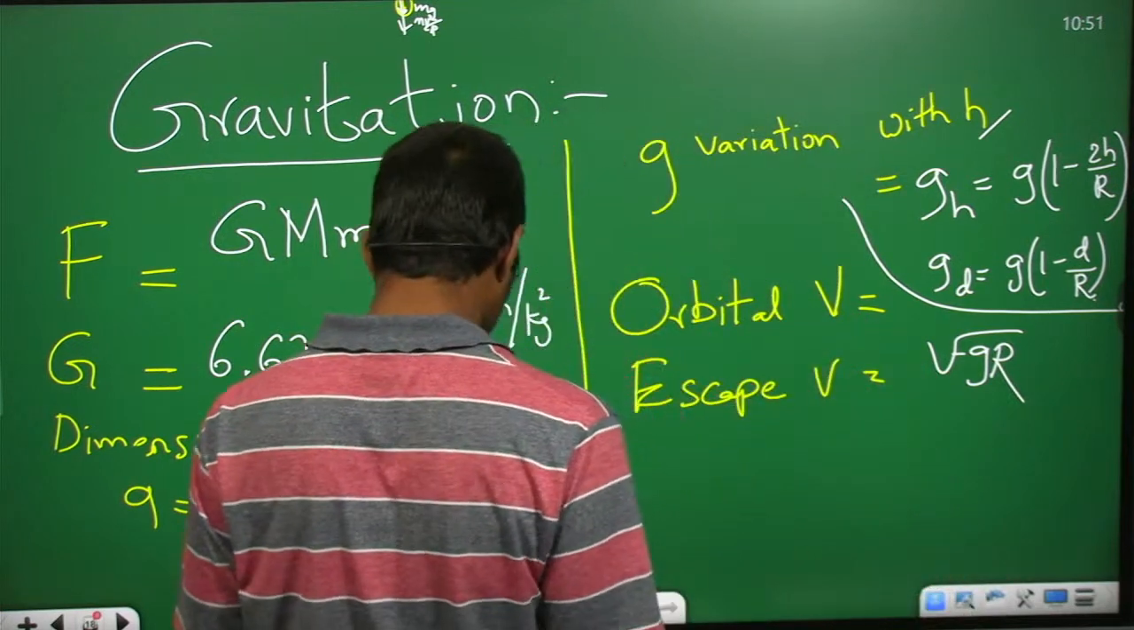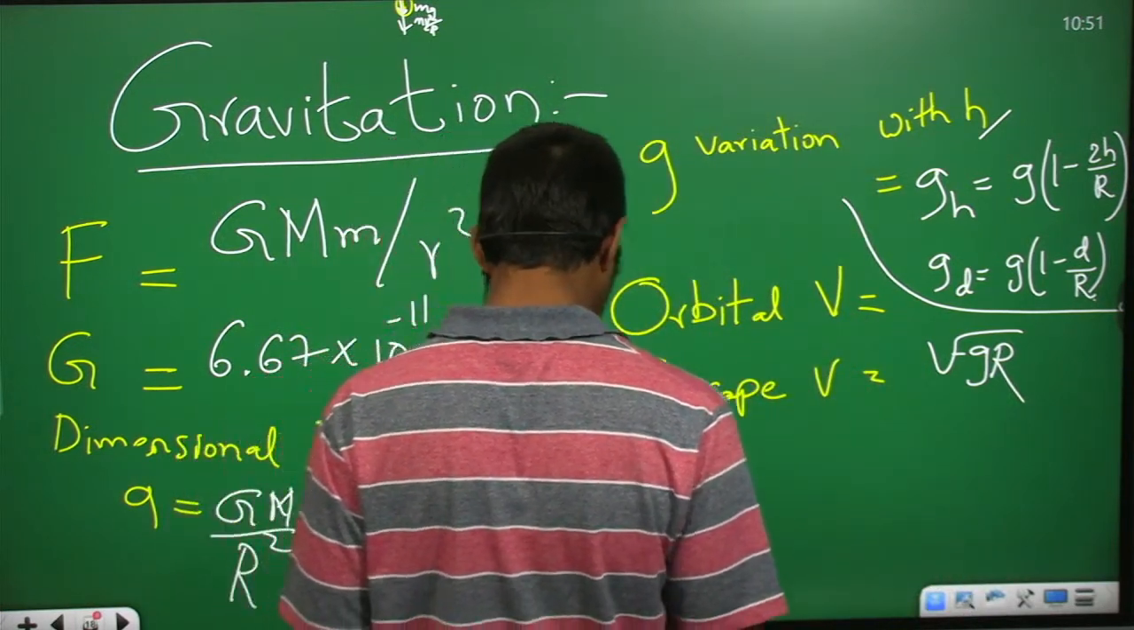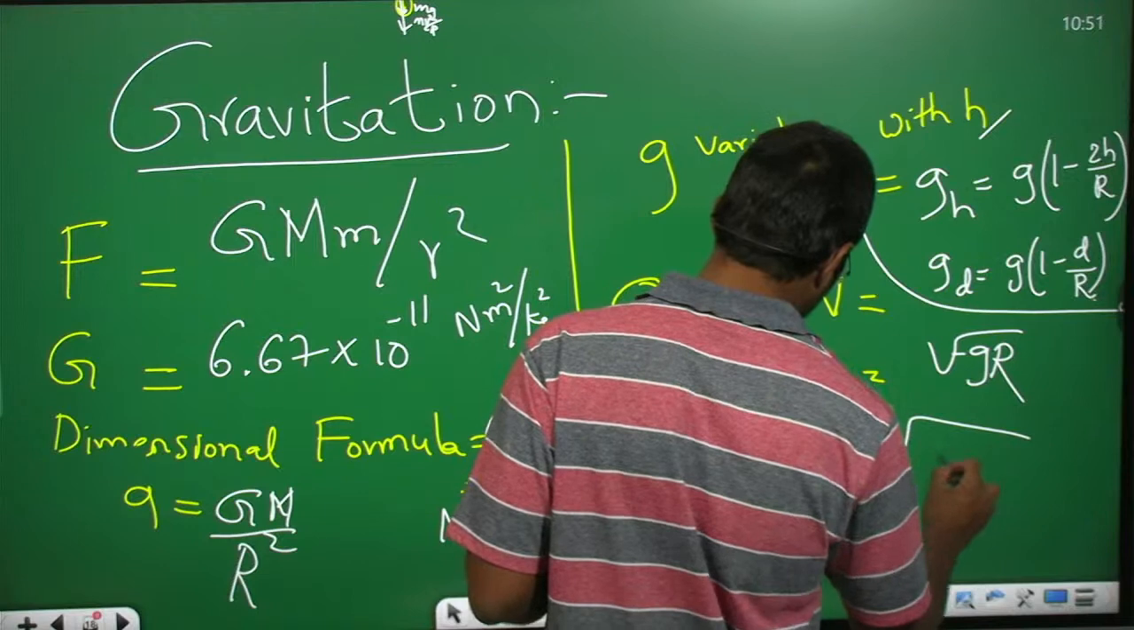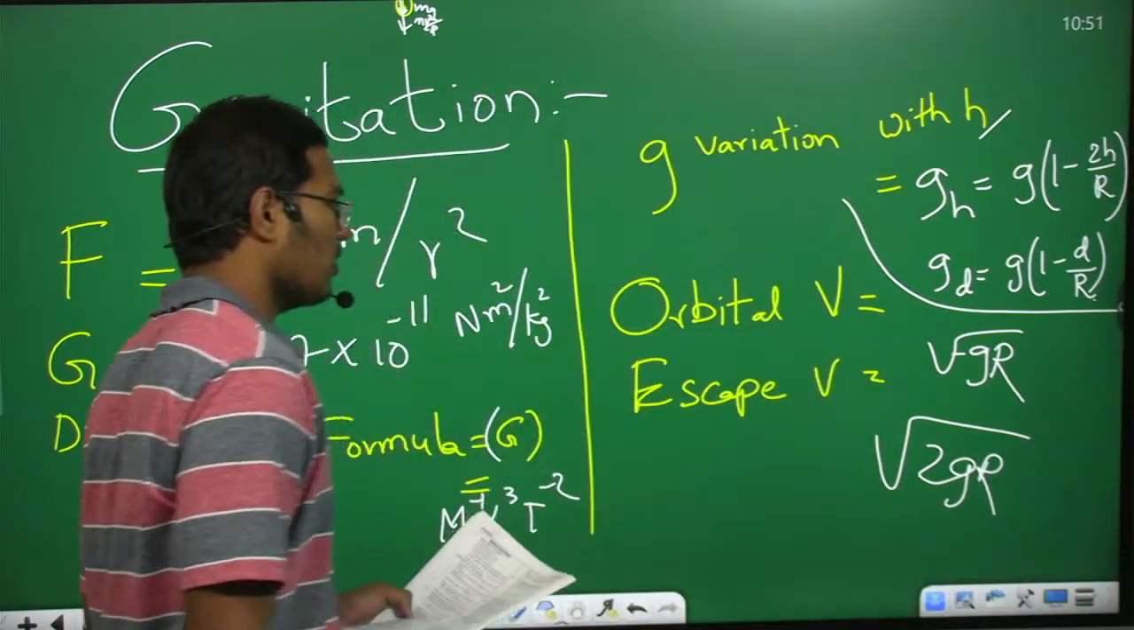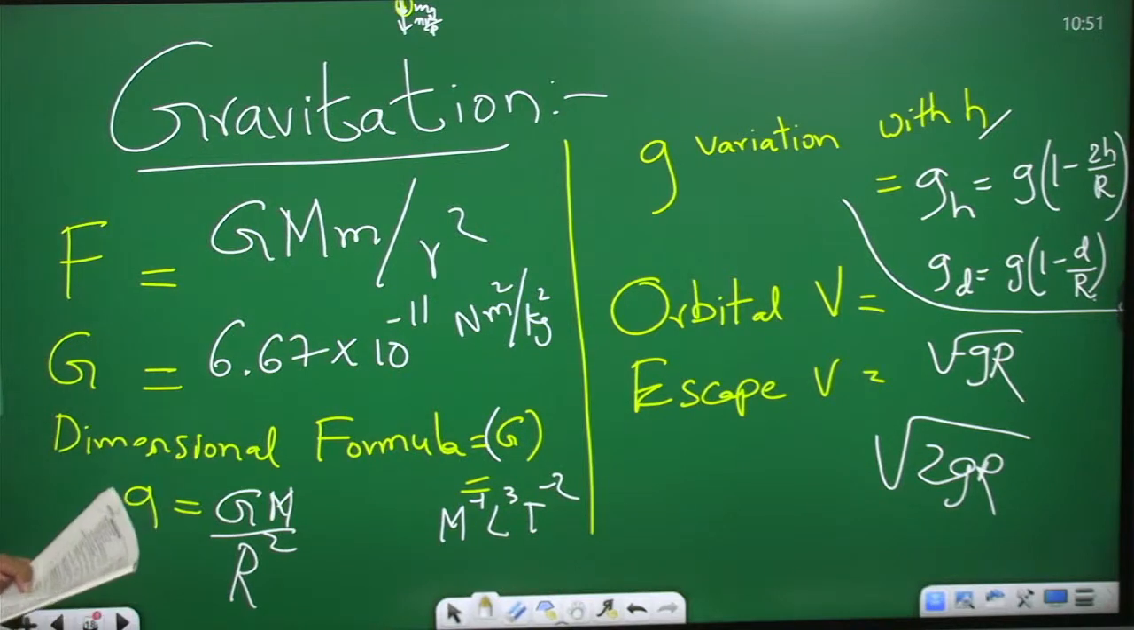What is escape velocity? Under root 2gR, okay, you are right. The minimum amount of velocity required to escape, okay?